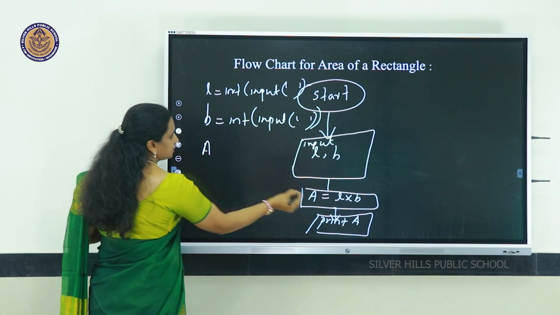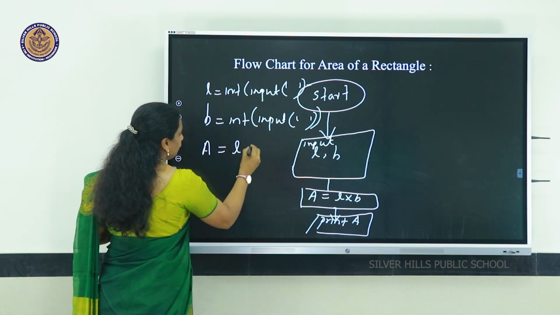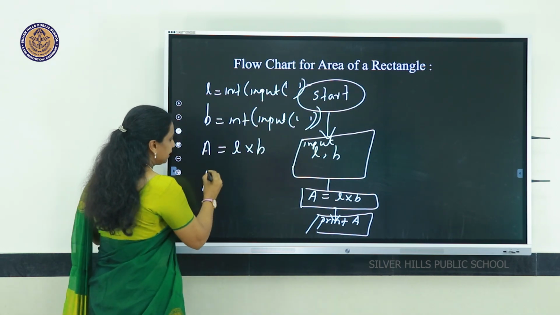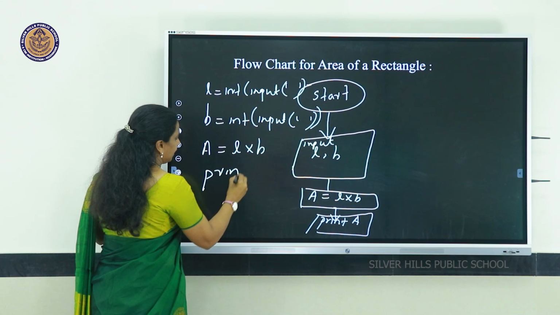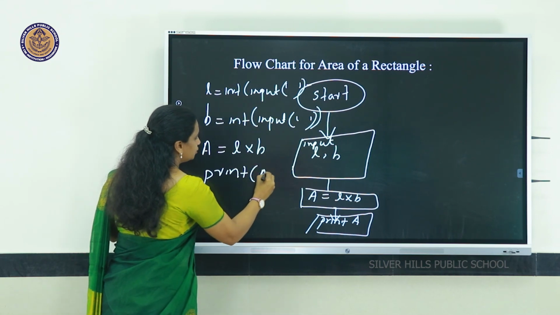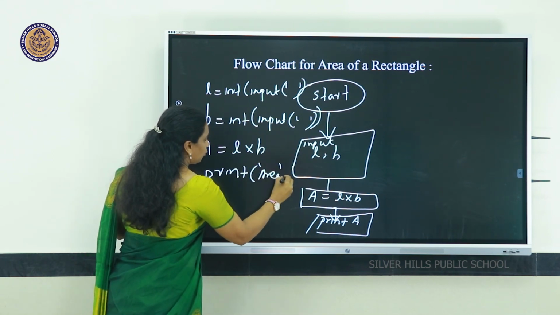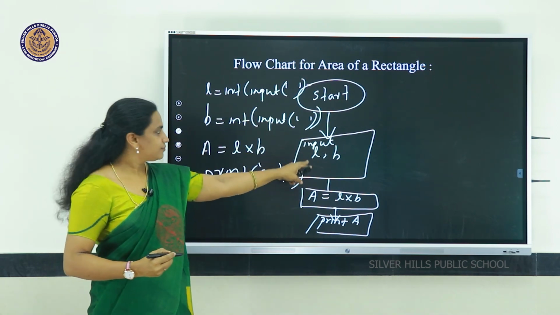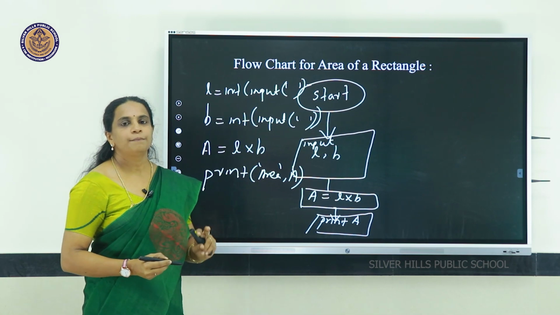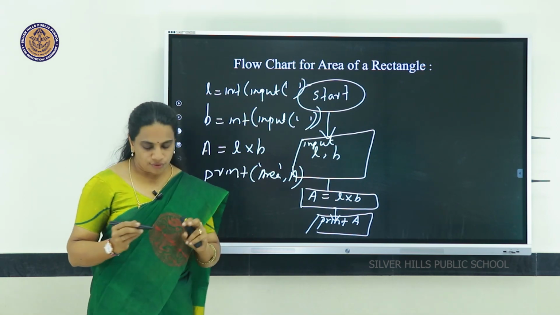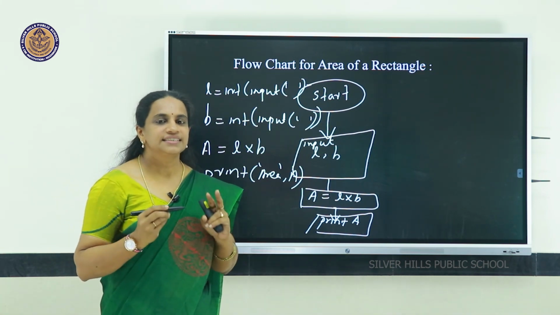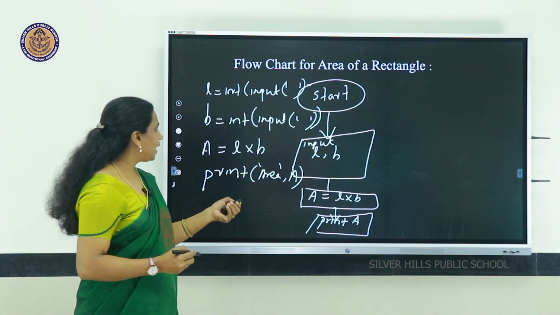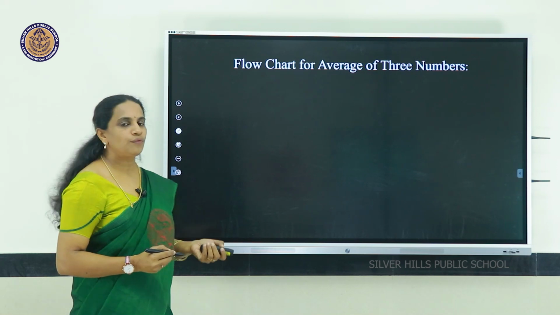Then the next step is A is equal to length into breadth, you can calculate it by using length into breadth. Then you can finally print the answer, print A, that is print area is equal to, you can write the proper message, A. See, I have converted this flowchart easily into a program. This is the use of a flowchart. This is self-explanatory.